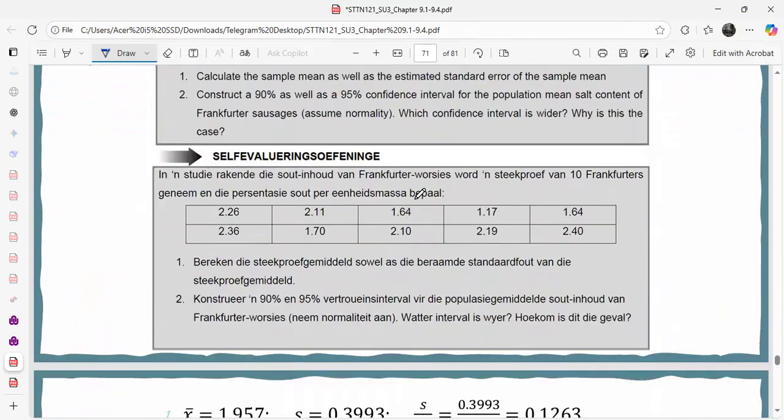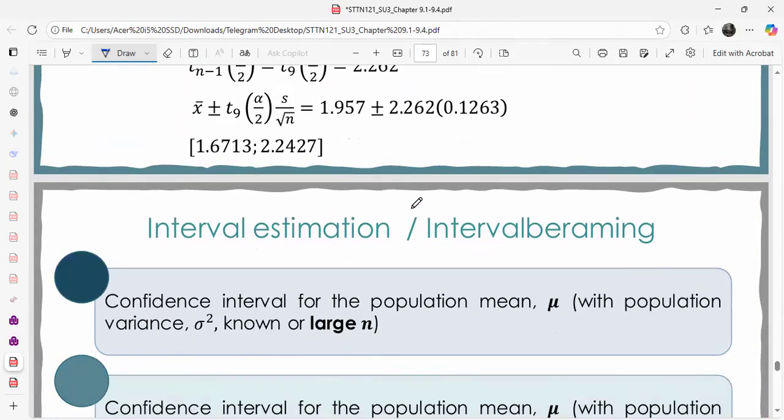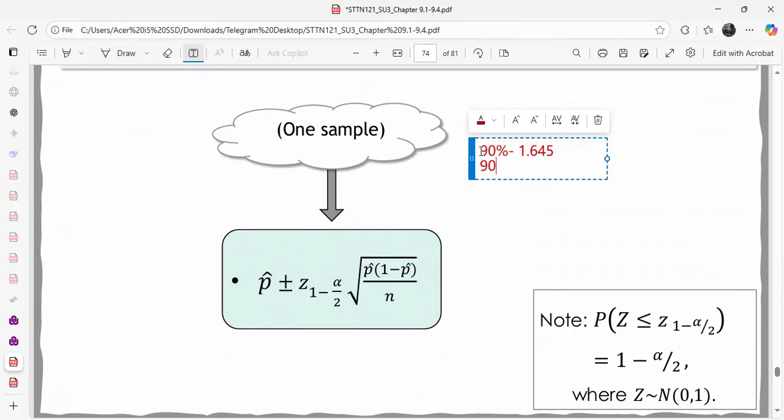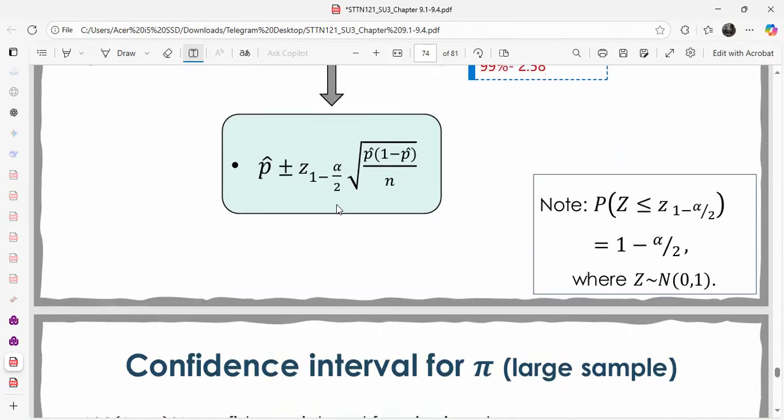You see, they will give you this kind of question: I want the one for the proportions. This one is easy because if they say 90%, you use the critical value 1.645. For 95%, you will use 1.96. And for 99%, you use 2.58.